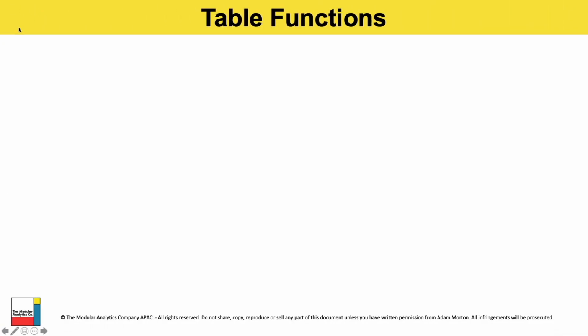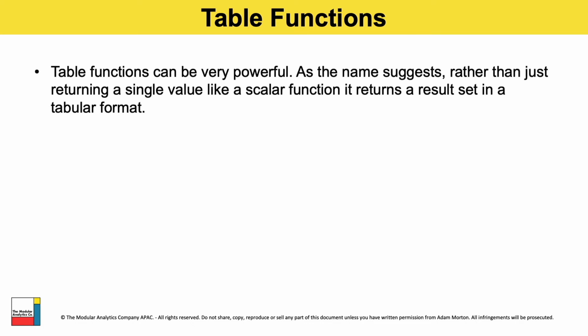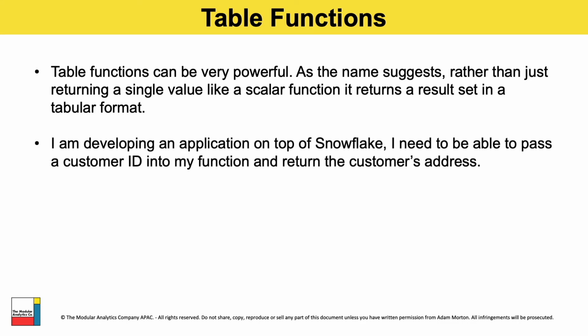Okay, next we're going to look at table functions. Let me just quickly give you an overview of what these are all about. They're very powerful, and as the name suggests, rather than just returning a single value like we just saw with the scalar function, it can return a result set in a tabular format. So imagine a scenario where you develop an application based on top of the data within Snowflake, and you're going to need to pass a customer ID into the function and return the customer's address. So again, quite a common use case. It's appropriate to use a table function. There's probably a million ways that you could do this, but I'm going to use this for my example. So let's head on over to Snowflake and take a look at what this looks like.